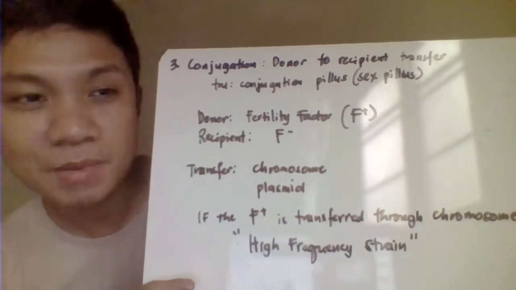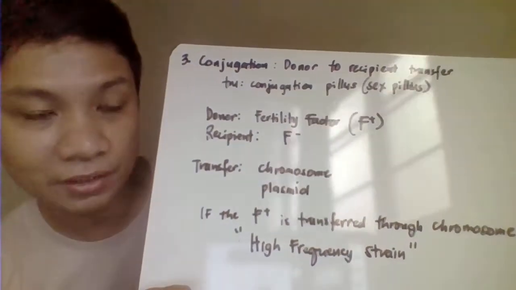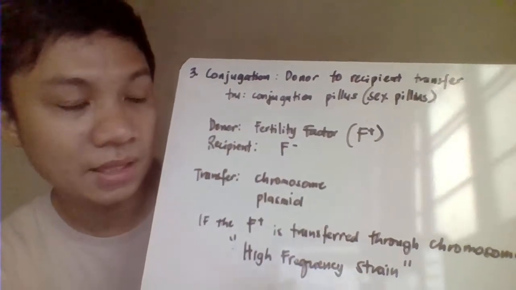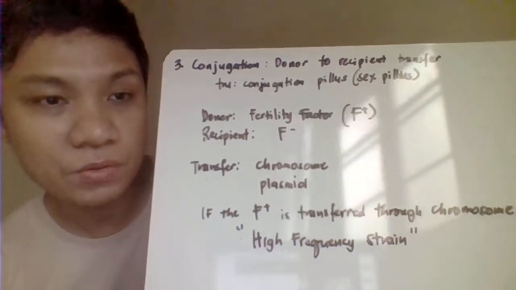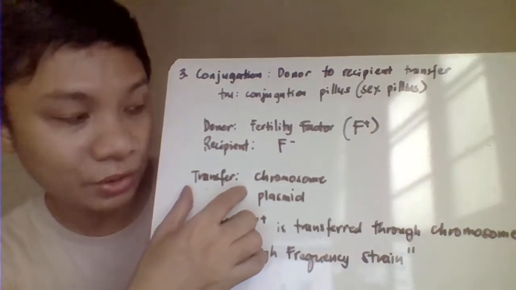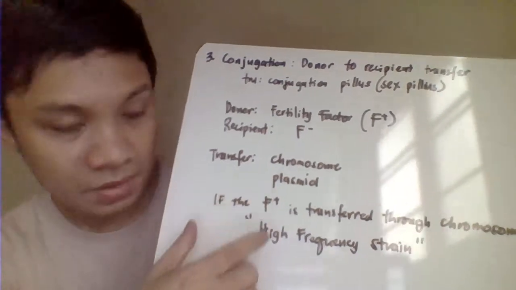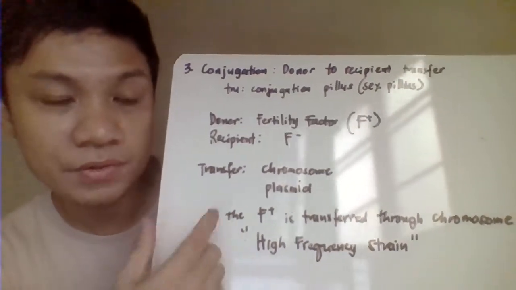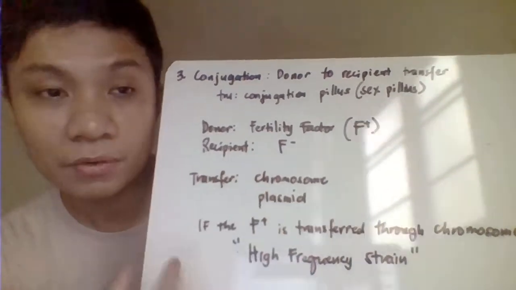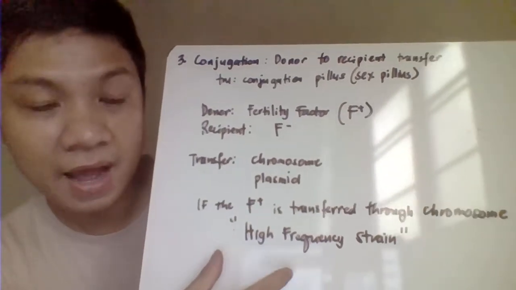Okay, so basically what's being transferred here would be the F factor, or you call this one the fertility factor, from the donor, and then it's transferred to the recipient, basically through your conjugation tube or your sex pilus. Again, you can transfer the fertility factor encoded in a chromosome or even encoded in the plasmid. So for example, if the fertility factor is transferred by allowing it to be encoded in a chromosome instead of the plasmid, you call that one the high frequency strain.